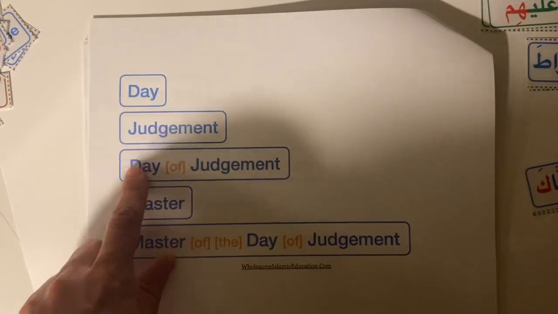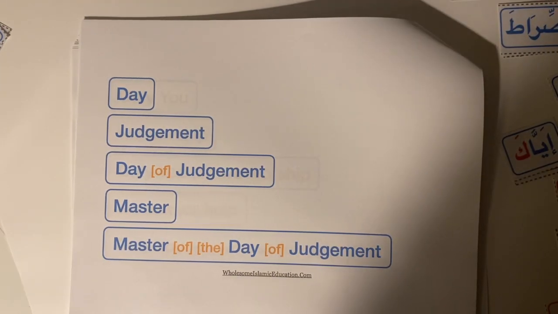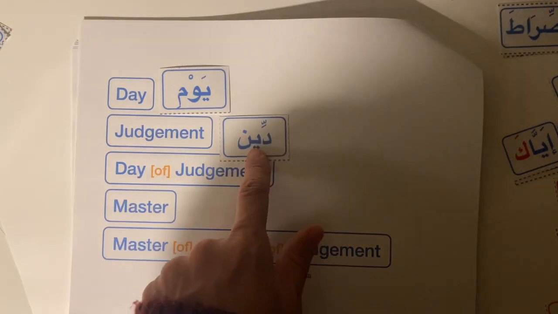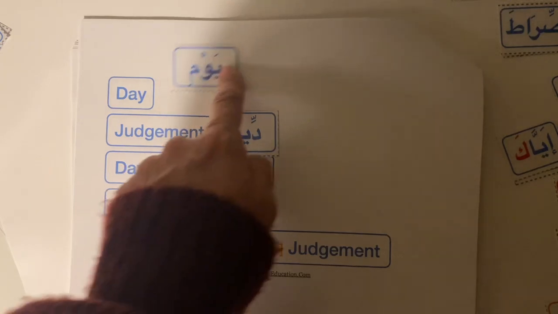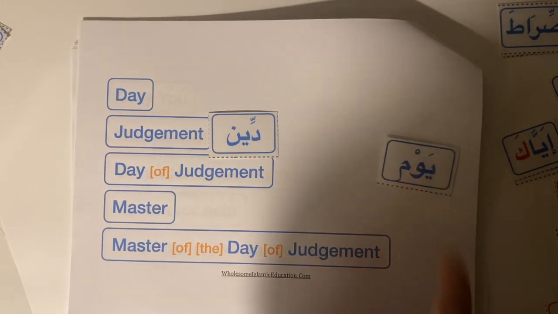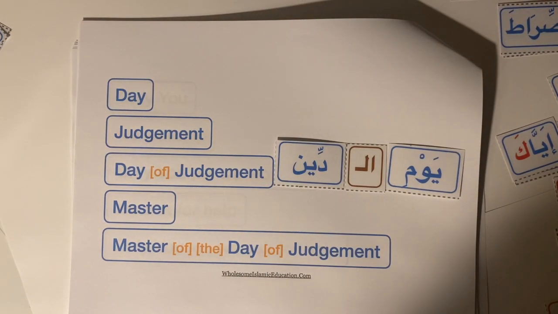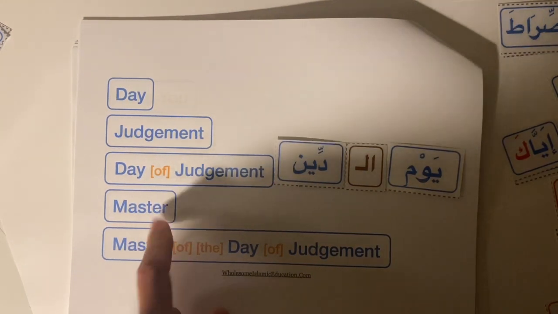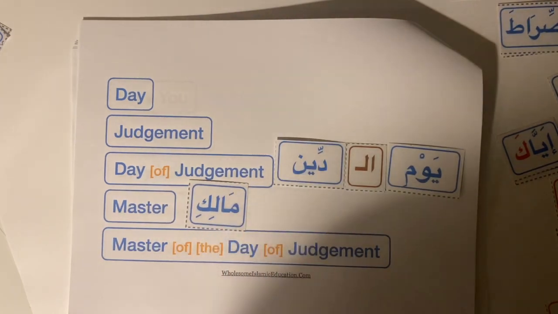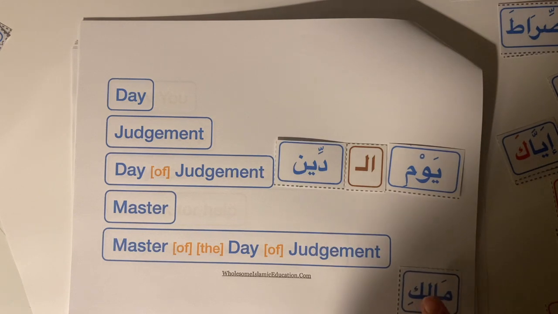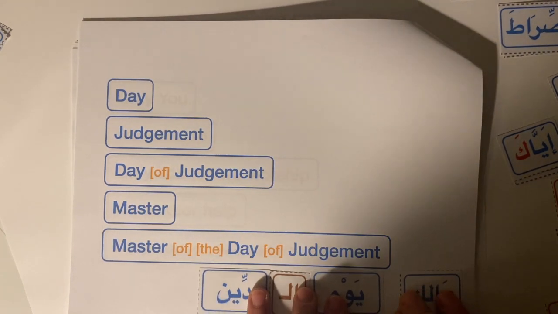Okay, now let's move on to the next ayah. I want to say day in Arabic. So what is day? It's Yawm. What is judgment? It's Deen. Day of judgment is basically Yawm al-Deen. Yawmiddin. Day of the judgment, basically. Okay? What about the word master? That is actually Malik. Then master of the day of judgment, it would be Maliki Yawmiddin.